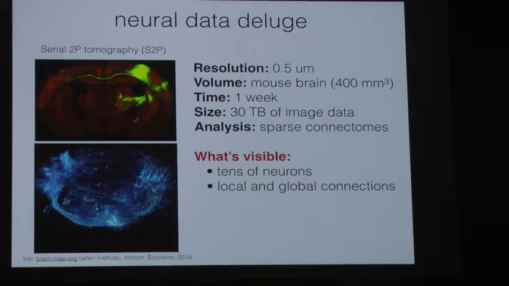So this top one here is from the Allen Institute using similar techniques, and down here this is a figure from a paper from Janelia. And so with both of these techniques, you're able to see the extent of axons and circuits over whole brain volumes. And what's visible are on the order of tens of neurons, and you can see both the local and the global connections with these types of methods.